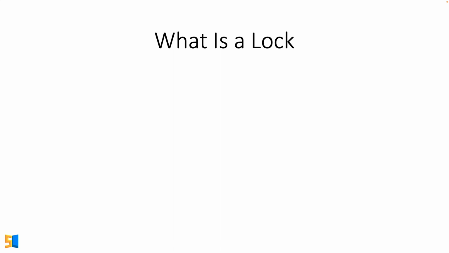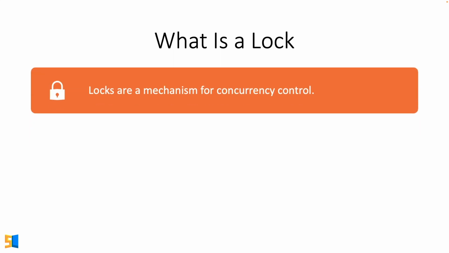What is a lock? A lock is a mechanism used to control access to data during the execution of transactions. A transaction lock ensures that concurrent transactions operate on data consistently and reliably, preventing conflicts and maintaining data integrity.